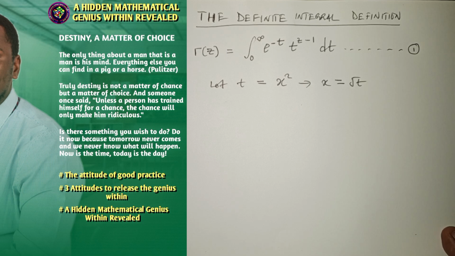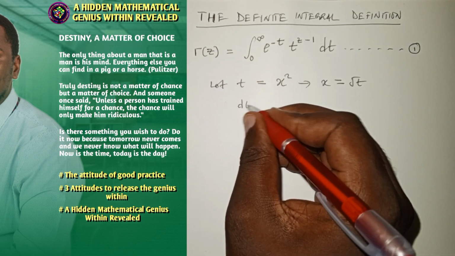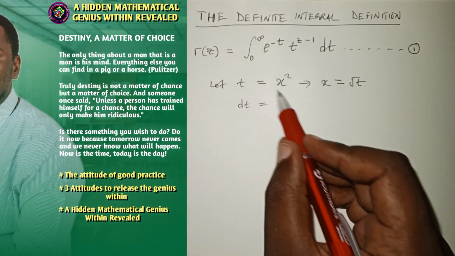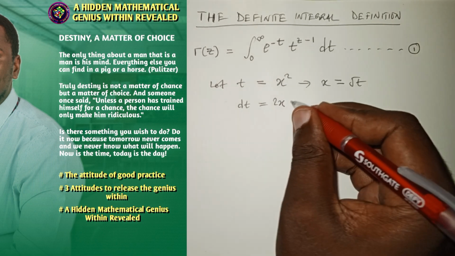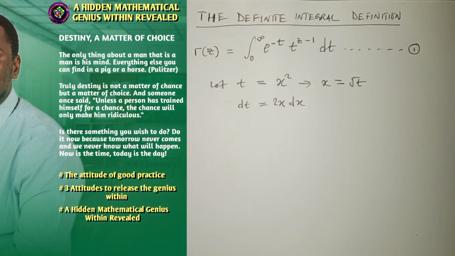Then the next step is we need to find dt, because we also need to substitute dt. When we substitute t with x squared, it means even dt should be in terms of x. So dt is equal to, what is the derivative of x squared? That will be 2x, multiplied by dx.